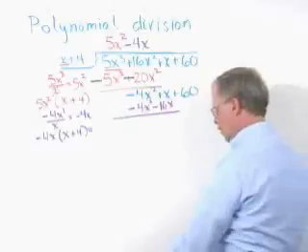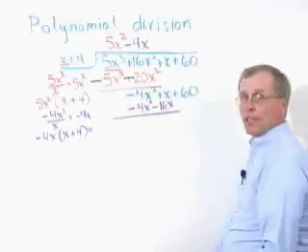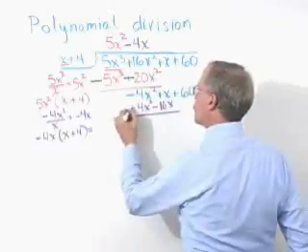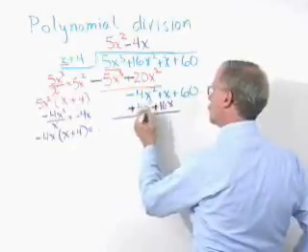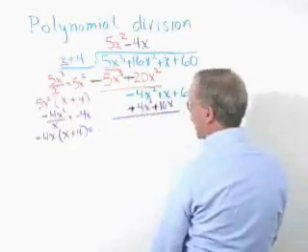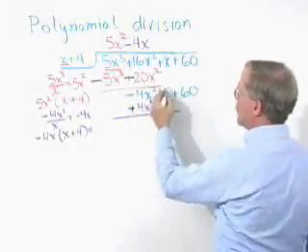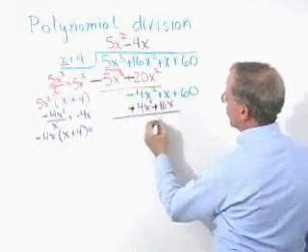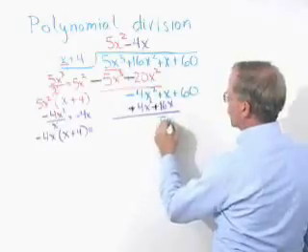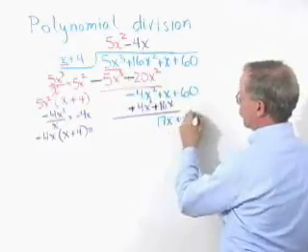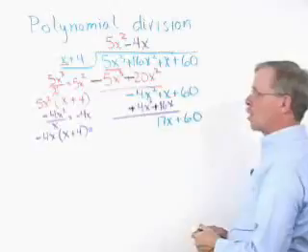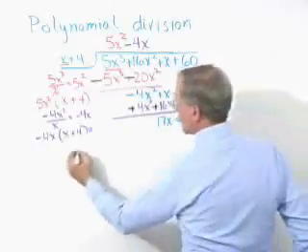We want to add the opposite here. That will change this sign and this one. And now we can add. And when we add these, the x squareds drop out this time, and we're left with 17x, and we'll bring down the 60. We have just one more version to go then.